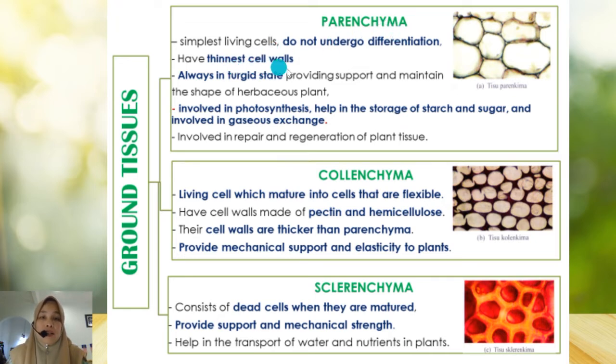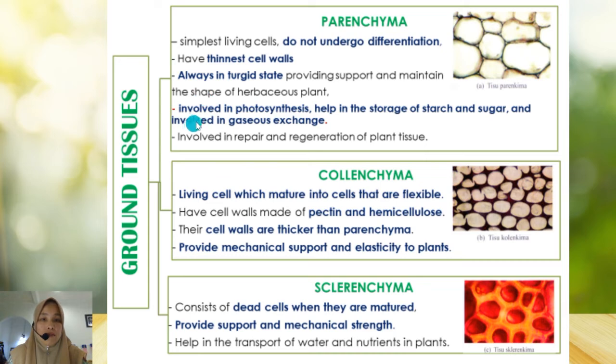They have the thinnest cell wall. As we look at this diagram, this is the parenchyma tissue. The wall of the parenchyma is a little bit thin, so it has the thinnest cell wall for plant tissue. Always in turgid state, providing support and maintaining the shape of herbaceous plants. Always in turgid state.